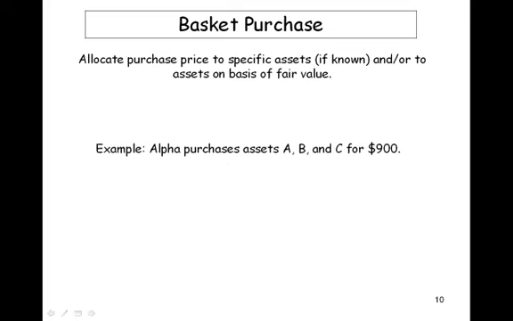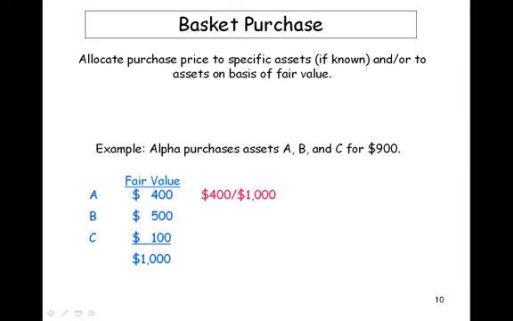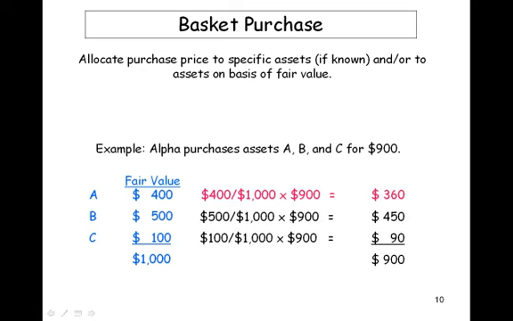In the following example, $900 was paid for 3 assets. Alpha should divide the fair value of each asset by the total fair value of the basket, and then multiply each by the $900 purchase price. And that's all there is to it.